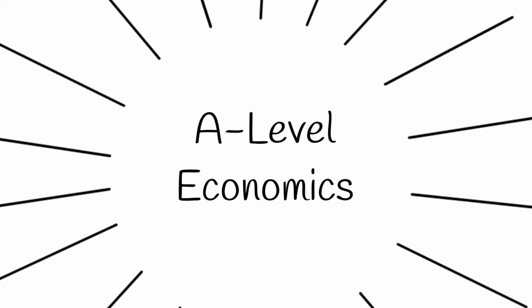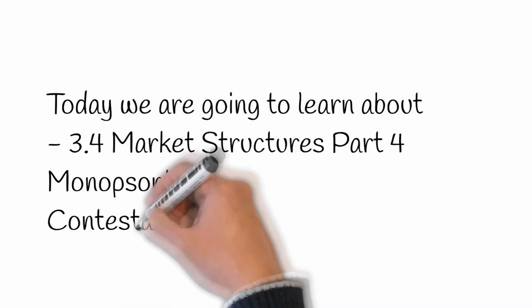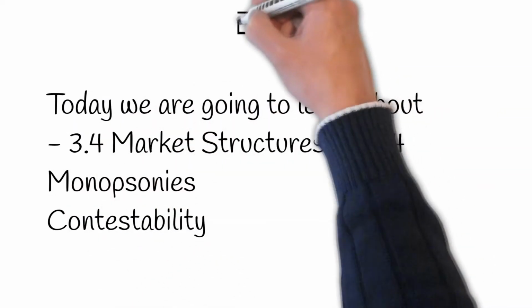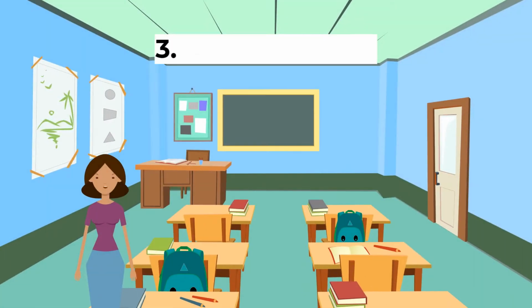Welcome to this video in our series on A-level economics. Today we are looking at 3.4, Market Structures Part 4. More specifically, monopsony and contestability. If you haven't seen our previous videos, click on the card above. Okay, starting out today with monopsony.